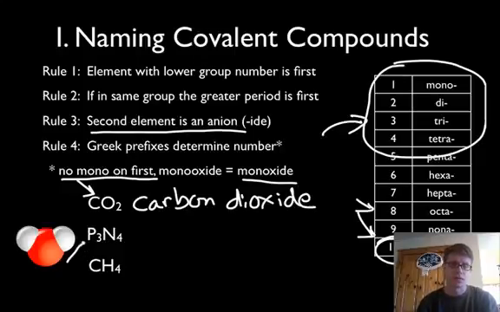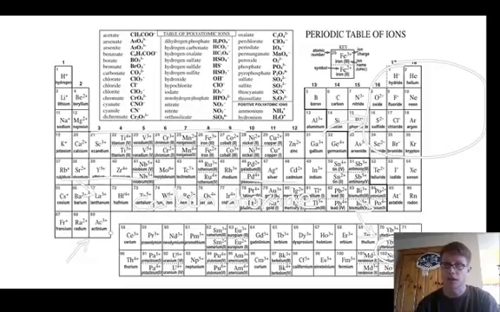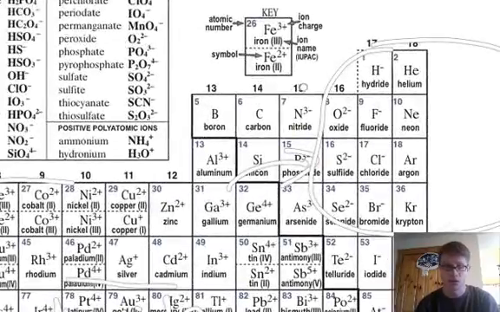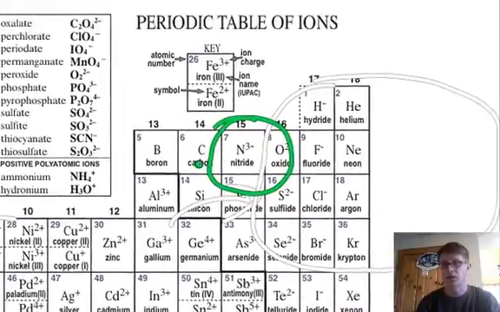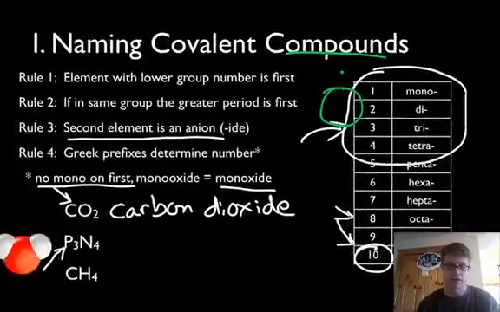Let's look at the next one then. What's the first element? P is going to be phosphorus. And then we have N next. Now it's not nitrogen, it's going to be the ion of nitrogen. So let's skip forward and see what that is. It's way up here. Let me get it in a color you can see. It's going to be nitride. And so if you're ever trying to figure out what the ions are, you can look on the periodic table of ions we used in class, and it's going to tell you what the name of that is.